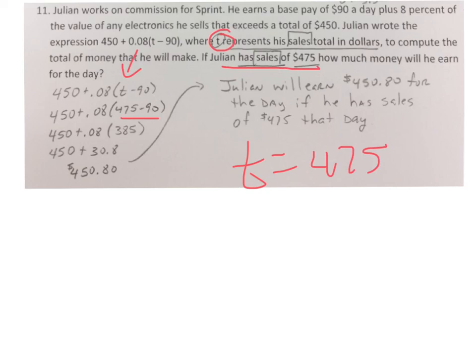Then order of operations says, hey, I do multiplication first because multiplication comes before addition. So that becomes 0.08 times 385 is 30.8. Now I can add, and 450 plus 30.8 happens to be $450.80. Now, with that being said, I'm going to put in a complete sentence, and Julian will earn $450.80 for the day if he has sales of $475 that day.